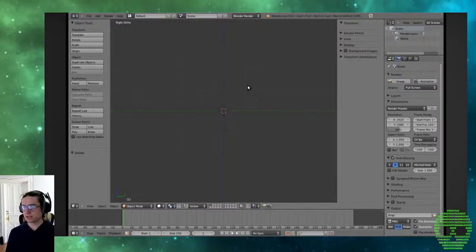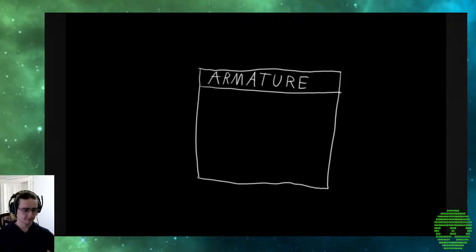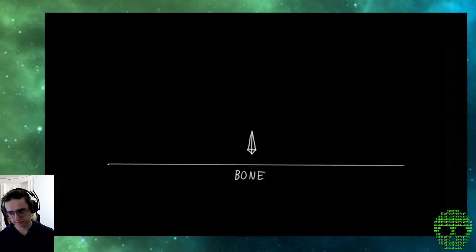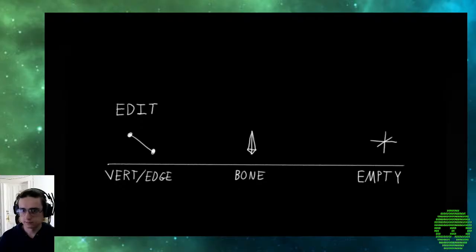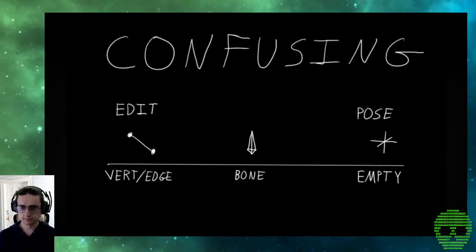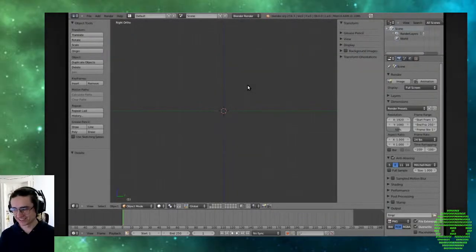The biggest nutshell. Armatures are objects that contain something called bones, and these bones are kind of halfway between being like vertices and edges and being like empties. Bones can be edited in a similar fashion to meshes, but they can be posed in a similar fashion as objects. In short, they are a confusing conundrum, but let's see if we can actually use them a little bit and demo how they work.